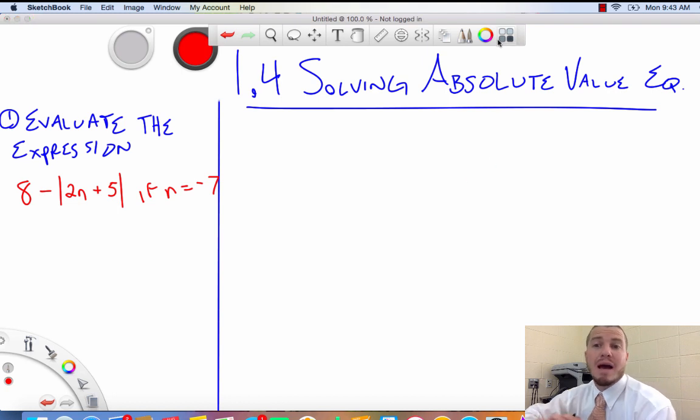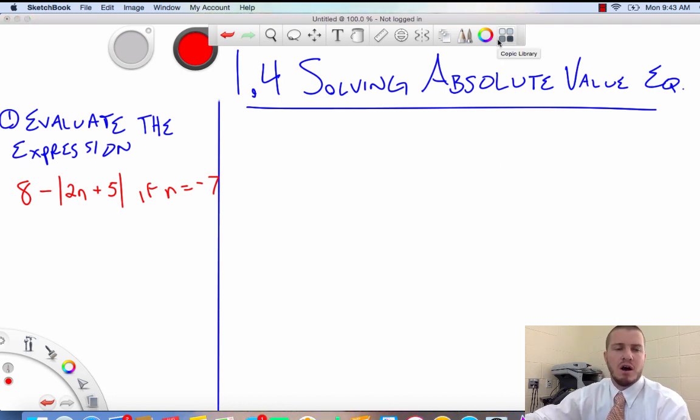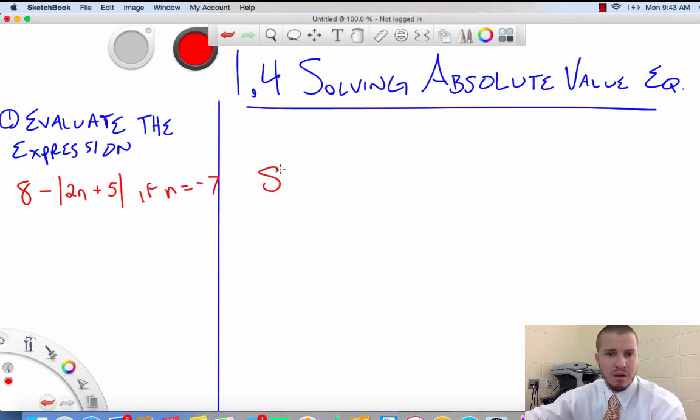So we're going to be solving absolute value equations here. But first we're going to talk about expressions with absolute value. So first, this is just to evaluate the expression. And we have 8 minus the absolute value of 2n plus 5 if n is equal to negative 7. So we're just going to plug it in.